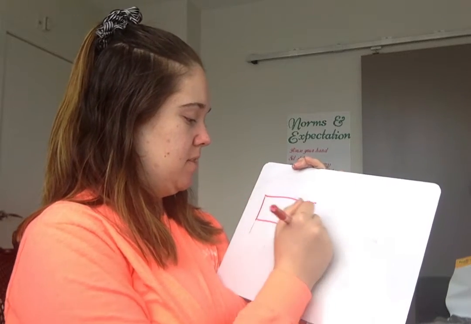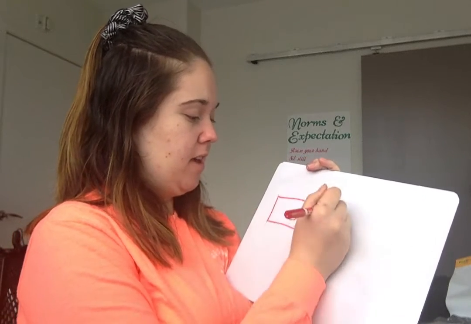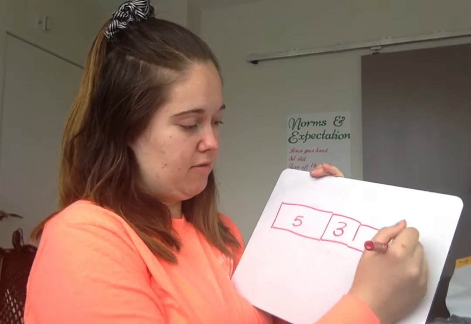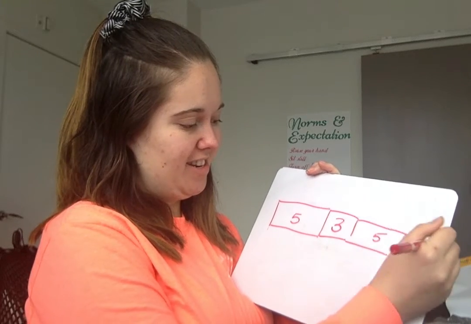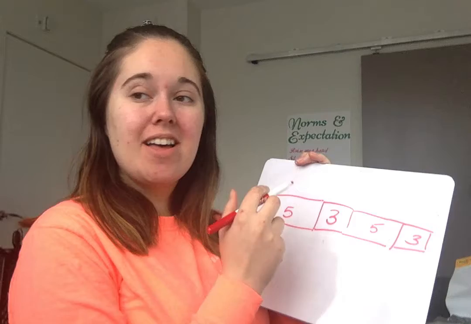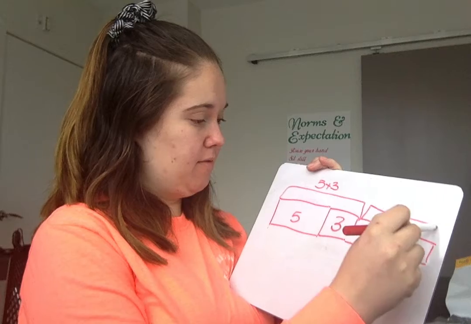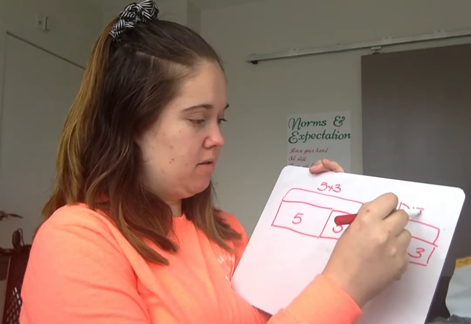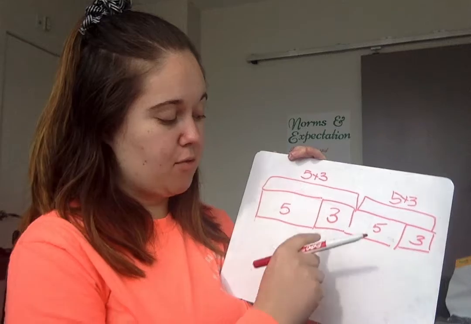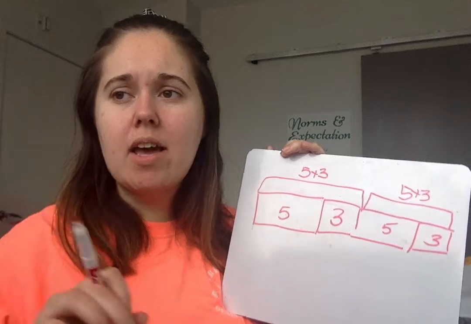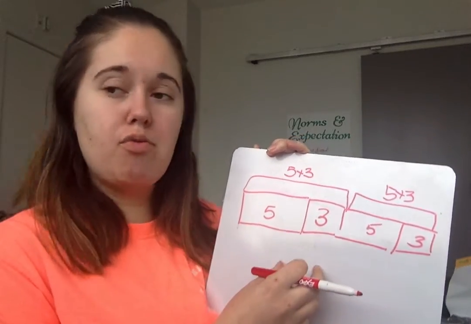So this next model looks like this. So we have 5 and 3 and 5 and 3. All right, so now we've got 5 plus 3, 5 plus 3. How many 5s are there? 2. How many 3s are there? 2. So this expression would say two groups of the sum of 5 and 3.